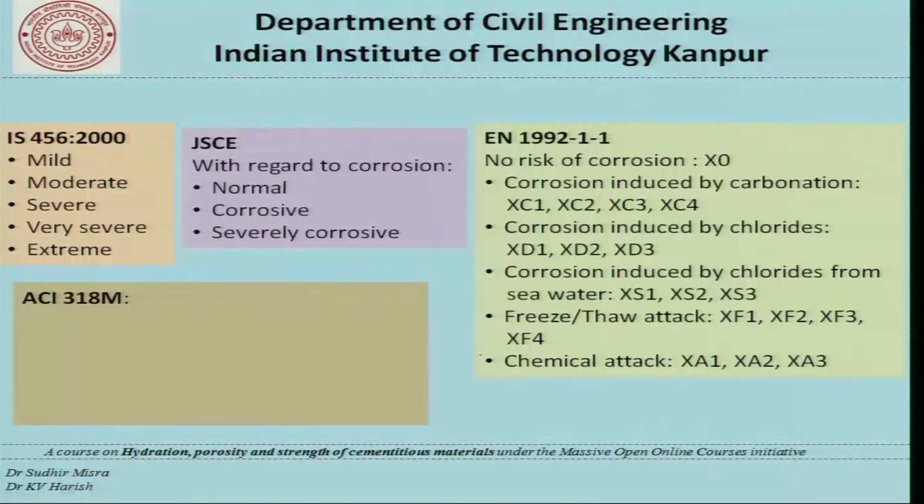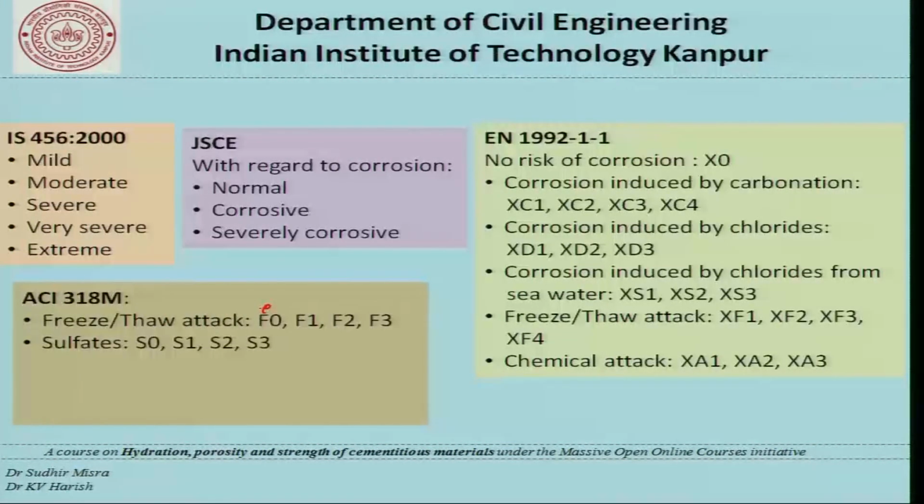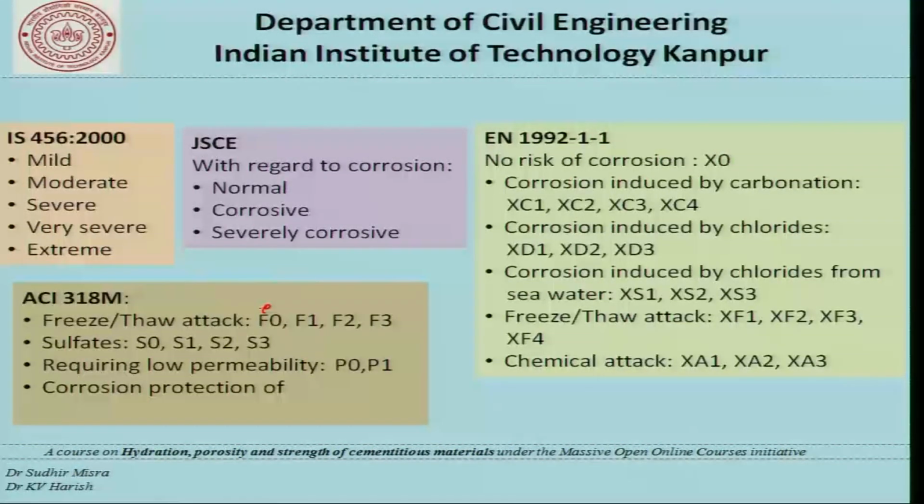The American code, that is the ACI, American Concrete Institute 318M, talks of a likely freeze thaw attack and classifies the structures as F0, F1, F2 and F3, where F denotes the freezing and thawing. It talks of structures which could be susceptible to sulfates and classifies them as S0, S1, S2 and S3. There could be structures which require low permeability for whatever reason and talks of P0 and P1, and corrosion protection of reinforcement which is classified as C0, C1 and C2.